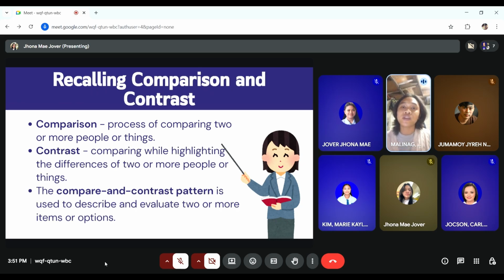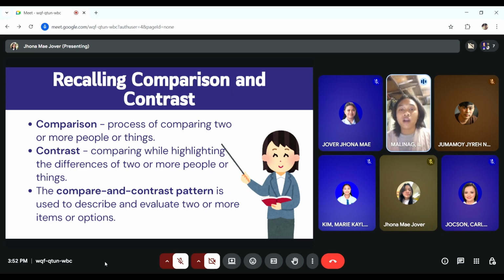So recalling comparison and contrast. Before we move on, we have, of course, the definition of comparison and contrast. Comparison is the process of comparing two or more people or things. This refers to the act of identifying similarities. It answers the question, what do these subjects have in common? And contrast, on the other hand, is comparing while highlighting the differences of two or more people or things. It is a type of comparison that focuses specifically on what sets the subjects apart. It answers the question, how are these subjects different?